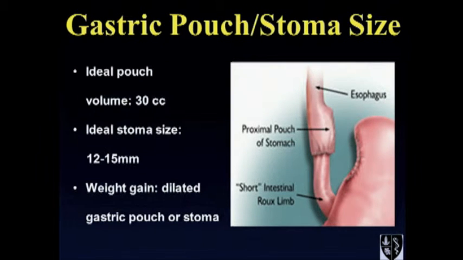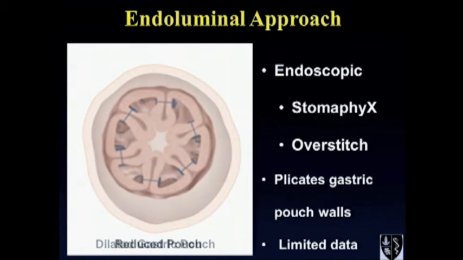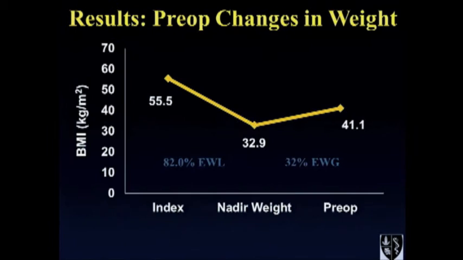One of the issues around weight regain that's been mentioned quite a bit has been the gastric pouch size or the stoma size. You can see the ideal size is roughly about 30 centimeters, and the ideal stoma size is 12 to 15. There are different approaches, and this particular company, StomaFix, is now on hiatus, but there are other endoscopic approaches to reduce that pouch, and the idea is just to plicate it, to make it smaller, much like you make pleats in a skirt.